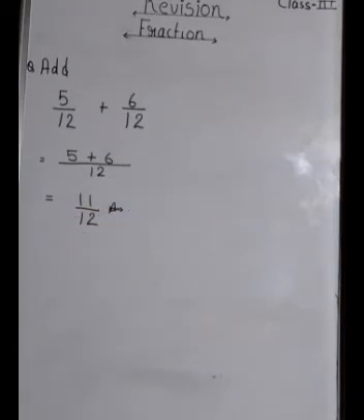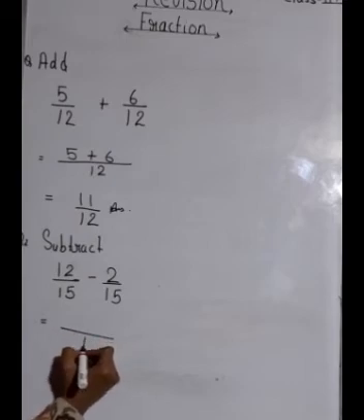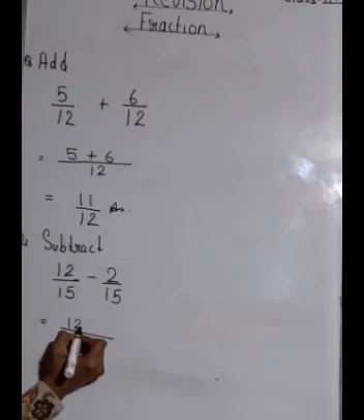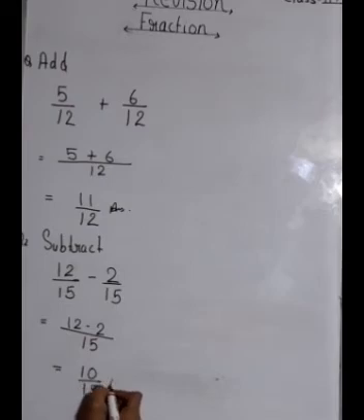So whenever you have to add like fractions, you have to write the denominator as it is and add the numerators only. Okay. Now similarly we will do the subtraction, that is, 12 upon 15 minus 2 upon 15. As they are like fractions, you will write the denominator as it is and subtract the numerator only, that is 12 minus 2. Now 12 minus 2 will be 10 upon 15 and this will be your answer. Clear?